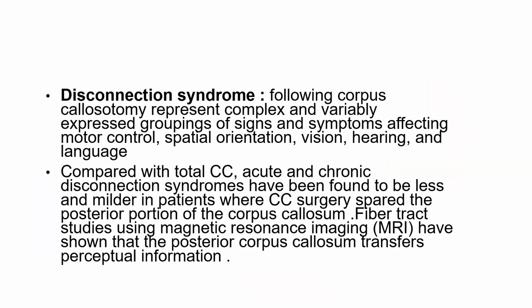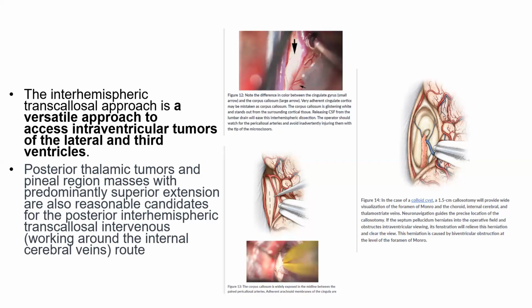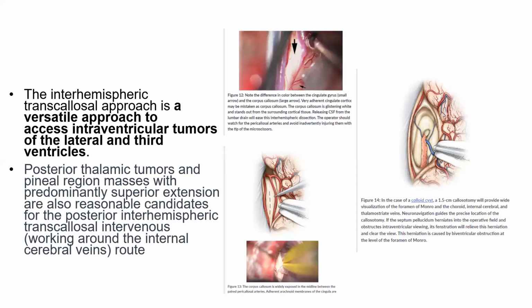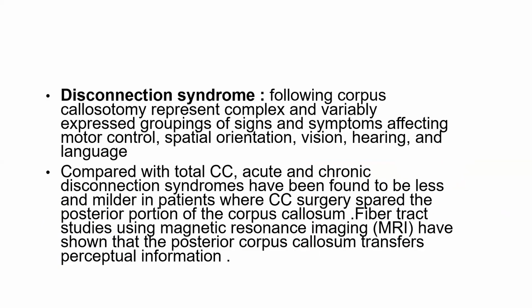So when you are considering corpus callosotomy, then you have to think about disconnection syndromes. Following corpus callosotomy, which is what I've told you, you are just making an incision in the corpus callosum, or cutting the band of fibers for seizures, or you can make this type of interhemispheric transcallosal approach. Following corpus callosotomy there are complex and variably expressed groupings of signs and symptoms affecting motor control, spatial orientation, vision, hearing, and language.